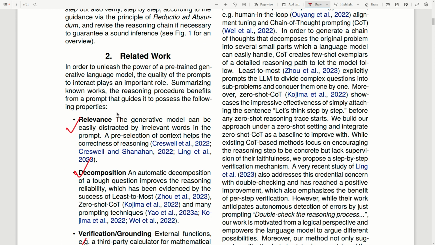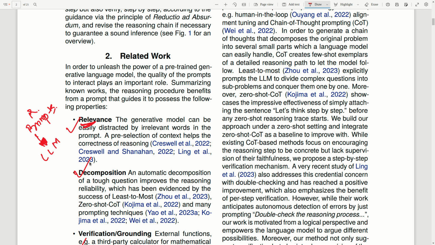So what exactly is relevance? Basically, when you are trying to get some result from these LLMs, you have to provide it with some very, very relevant prompt. Relevant prompts, or else it will throw an undesired output.